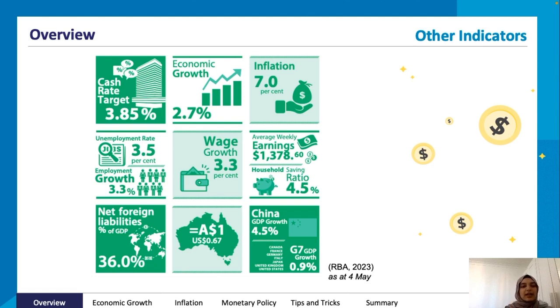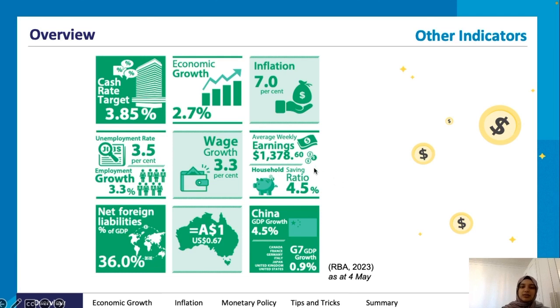It's a really great infographic of the recent stats that we have seen in the Australian economy. And you can actually get the previous ones and then compare them month on month to see what's happening. So the cash rate target is currently 3.85%. The economic growth is about 2.7%. Inflation is at 7%, which is quite high. Wage growth at 3.3%. Unemployment rate at 3.5%. Employment growth has increased by 3.3%.